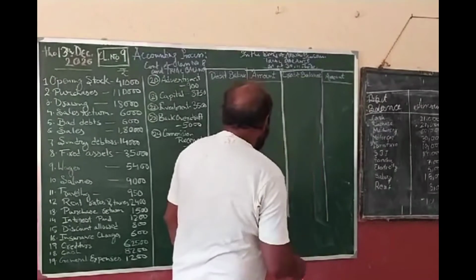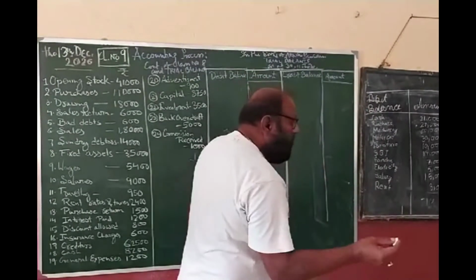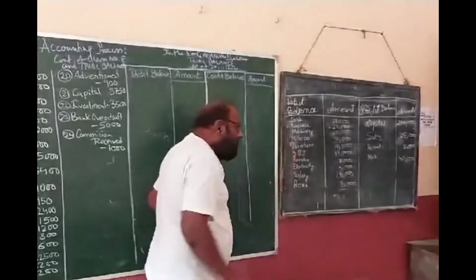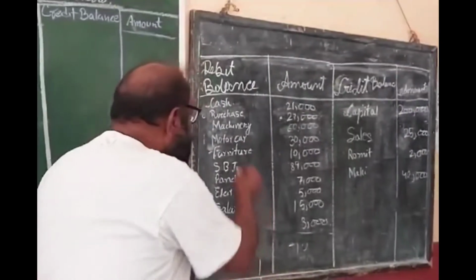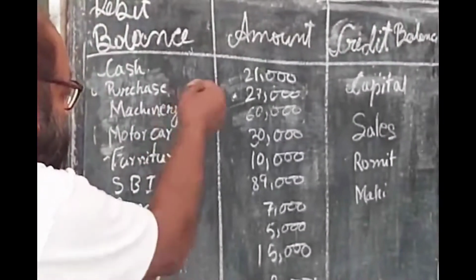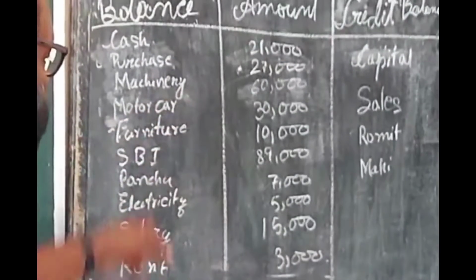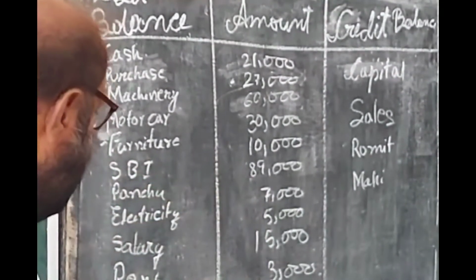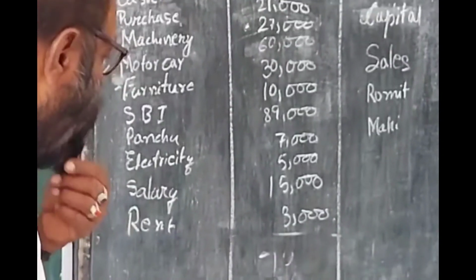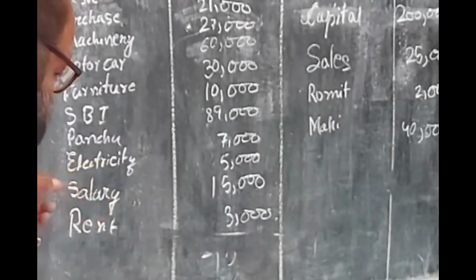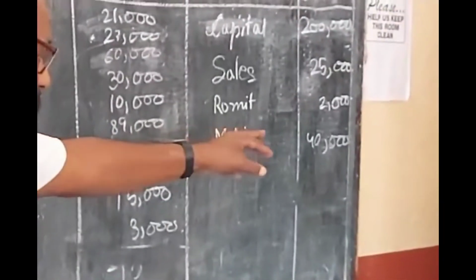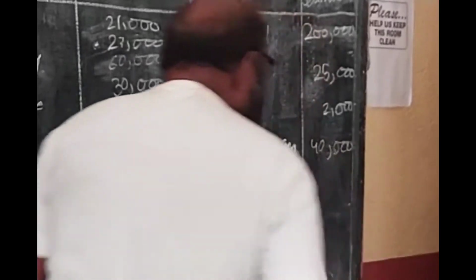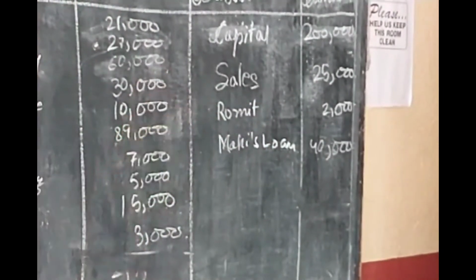So friends, now we can prepare our trial balance with the help of these balances. In fact, that has already been done. Let us see what has been done. The debit balances are put on one side: cash 21,000, purchase 27,000, machinery 60,000, motor car 30,000, furniture 10,000, SBI bank account 89,000, Machu 7,000, electricity 5,000, salary 15,000, and rent 3,000. Now here, Mahi's loan account, it should be Mahi's loan 40,000, Romit 2,000, sales 25,000, and capital 2 lakhs.